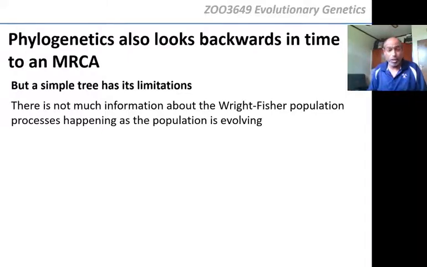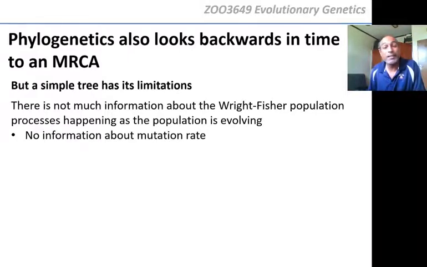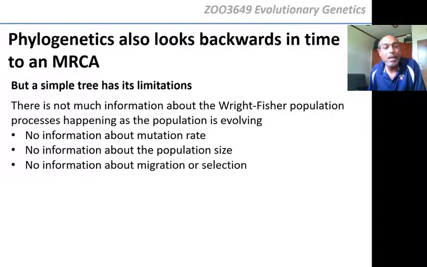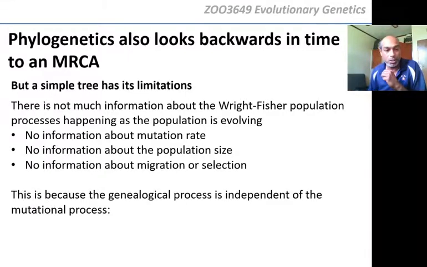So by not including population information, you don't know about the rate of allele frequency changes in the population. And remember, that's how we measure evolution. We measure evolution by allele frequency changes from one generation to the next generation. Okay? There's no information about the mutation rates, about the population sizes, and there's no information about migration and selection as you go backwards in time when you make a simple tree, the way we've been discussing for all these lectures.